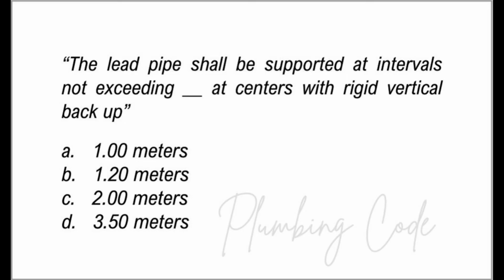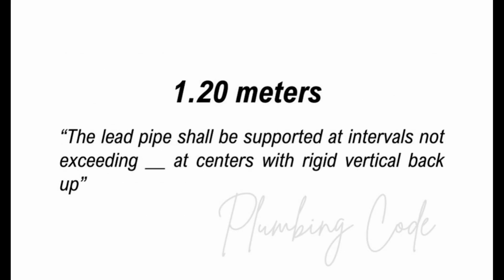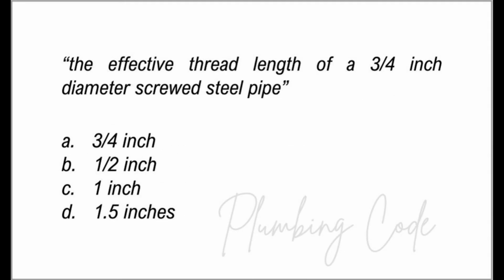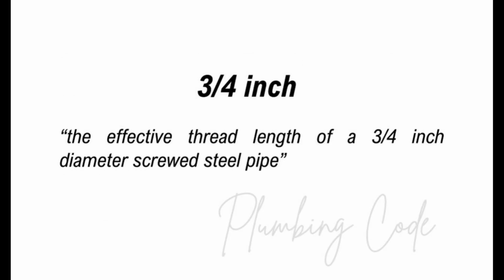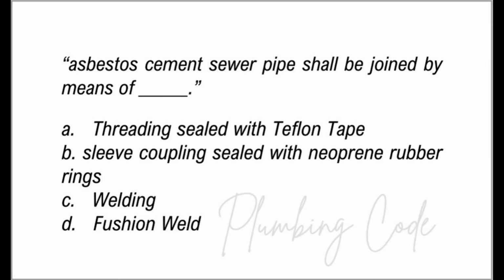The lead pipe shall be supported at intervals not exceeding how many meters on centers with rigid vertical backup? 1 meter. 1.2 meters. 2 meters. 3.5 meters. The answer? 1.2 meters. The effective thread length of a 3/4 inch diameter screwed steel pipe. 3/4 inch. Half an inch. 1 inch. 1.5 inches. The answer? 3/4 inch.